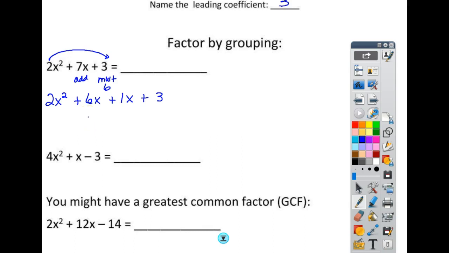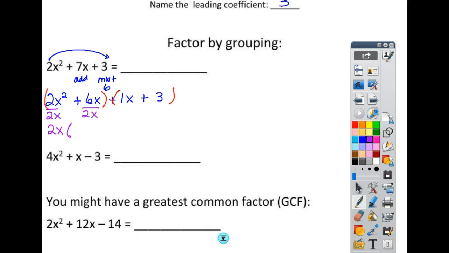Okay, now you can do the grouping. And y'all are pretty good at grouping once you get to the 4 terms. It's getting y'all from the 3 terms to the 4 terms that I think is the struggle. Okay, so 2x squared and 6x, what do they have in common? What can we divide them both by? A 2 and an x. Okay, a 2 and an x.